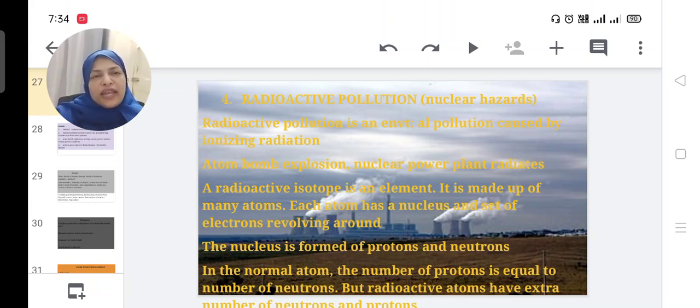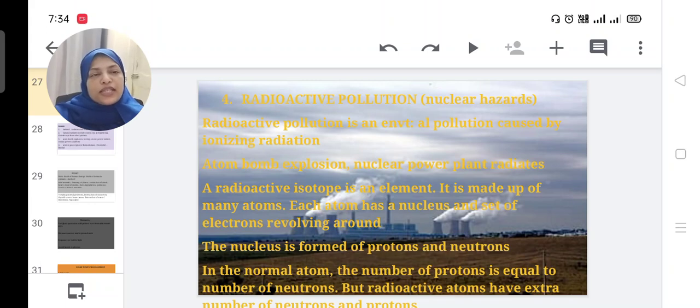A radioactive isotope is an element. It is made up of many atoms. Each atom has a nucleus and a set of electrons revolving around it. That we have already studied in the 6th or 7th standard.